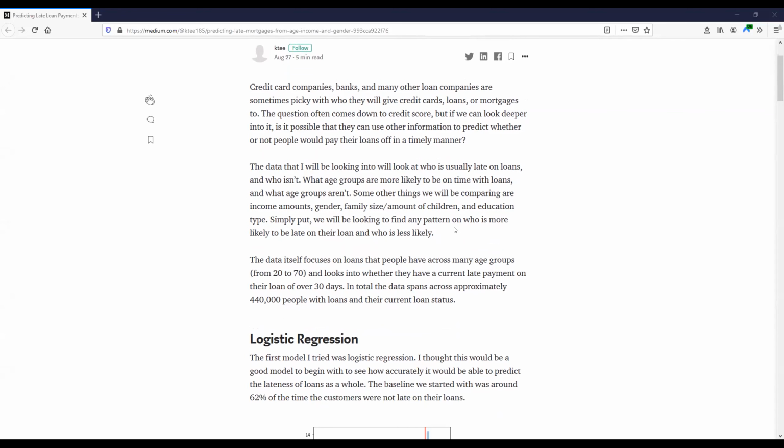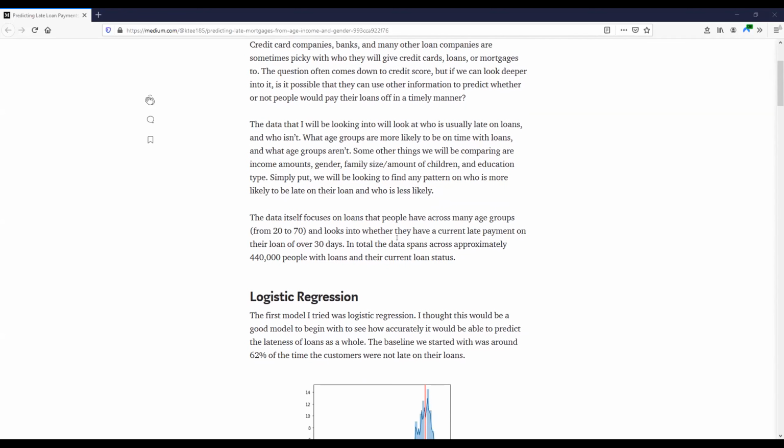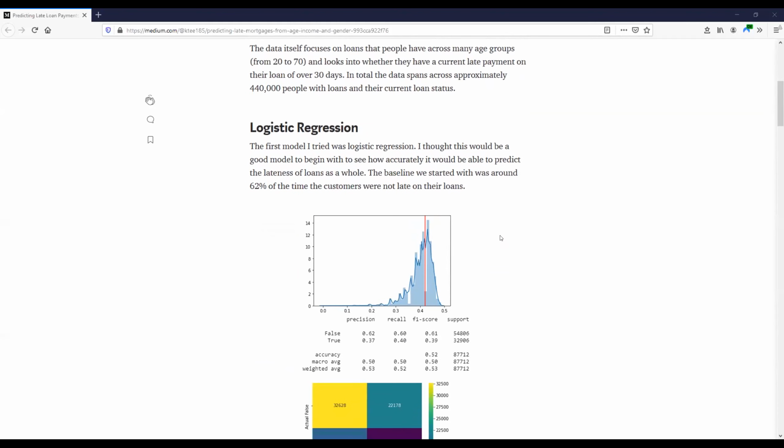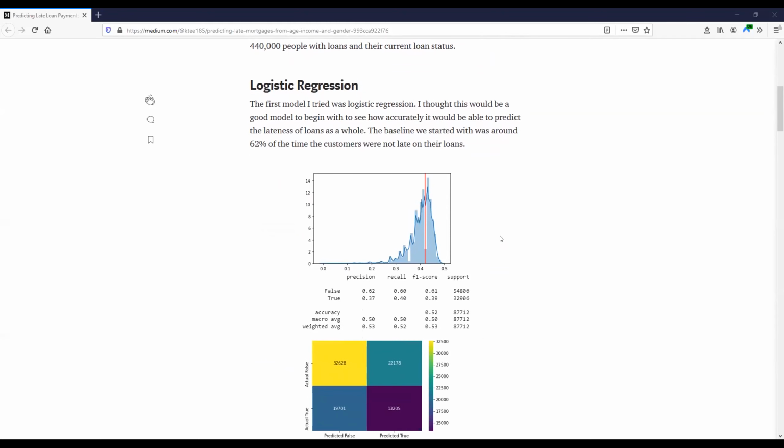Usually when you think about loans and mortgage and credit cards, it's usually just based on credit scores, but I wanted to see if we can find any prediction from age, gender, income. And the data itself is around 440,000 people. It also looks at if they have a home, if they have children, if they're employed, and how long they've been employed. First thing I did was logistic regression.